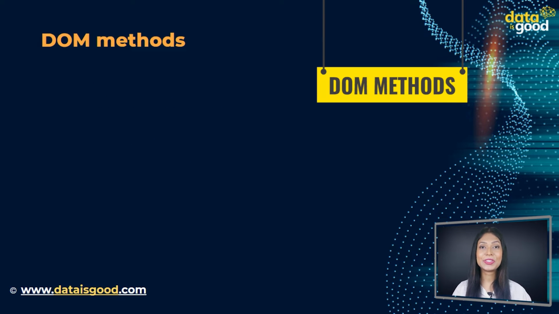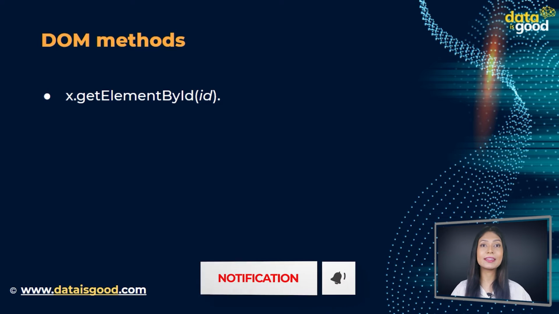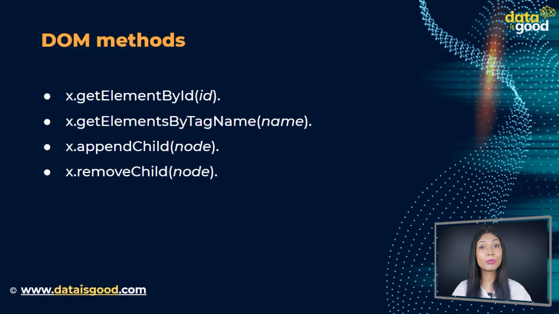Now, let us see some DOM methods. x.getElementById(id): get the element with a specified ID. x.getElementsByTagName(name): get all elements with a specified tag name. x.appendChild(node): insert a child node to x. x.removeChild(node): remove a child node from x. Now, in all of these methods, you can see the x parameter, which is a node object, or in simpler words, it is a representation of an HTML element.